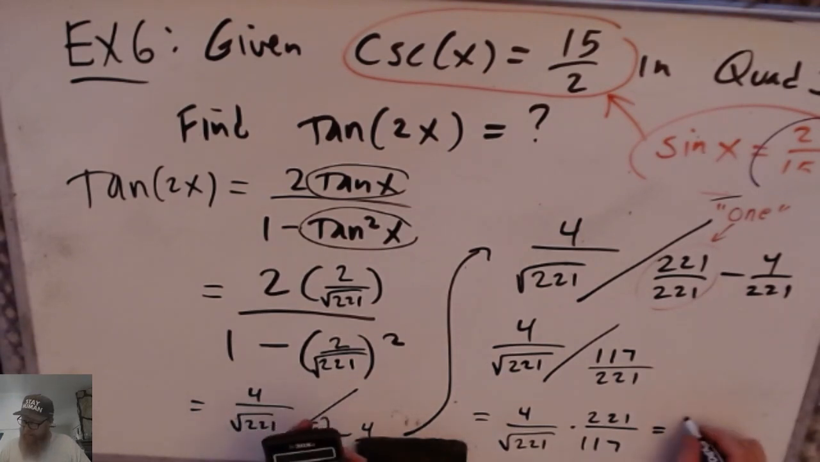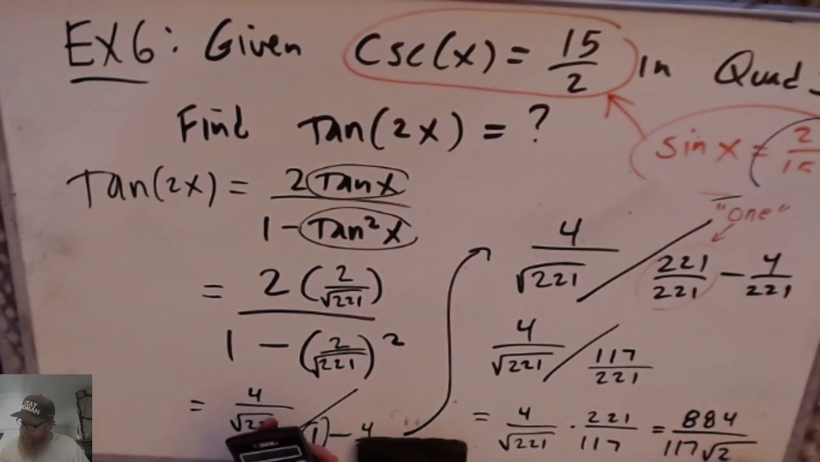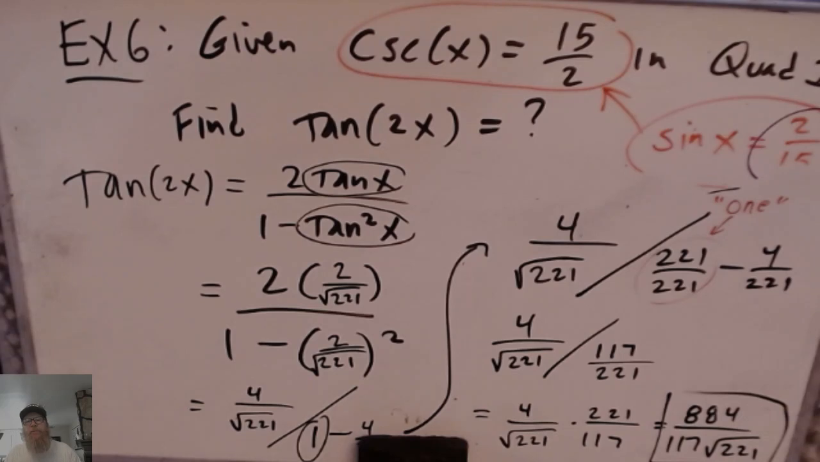So you're going to get 884 over 117 times the square root of 221. I don't know if you can simplify that. You can certainly try, 884 divided by 117. Sometimes you get lucky. Nope. They're not divisible by anything nice. Are they divisible by 3? Let's try 884 divided by 3. Nope. 117 is divisible by 3, you get 39, but 884 is not, fortunately.